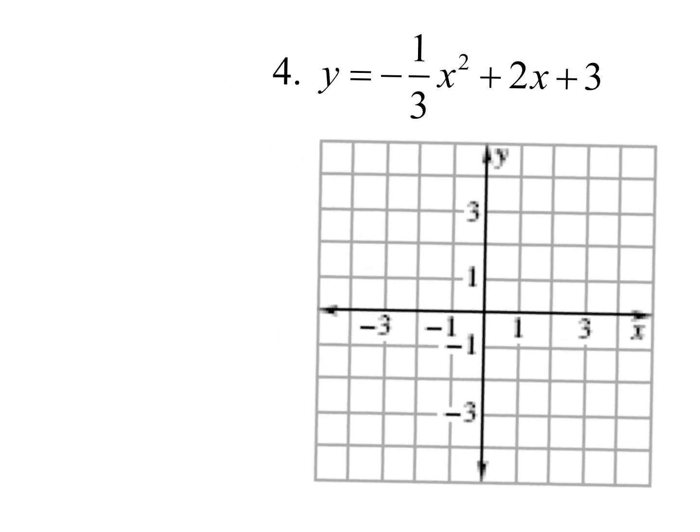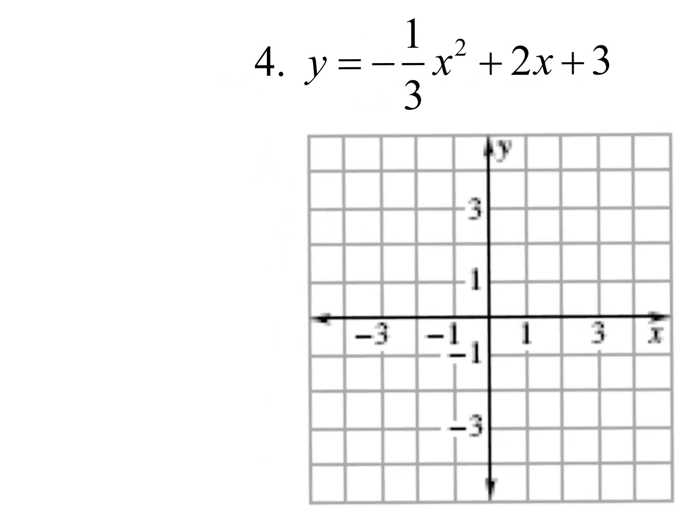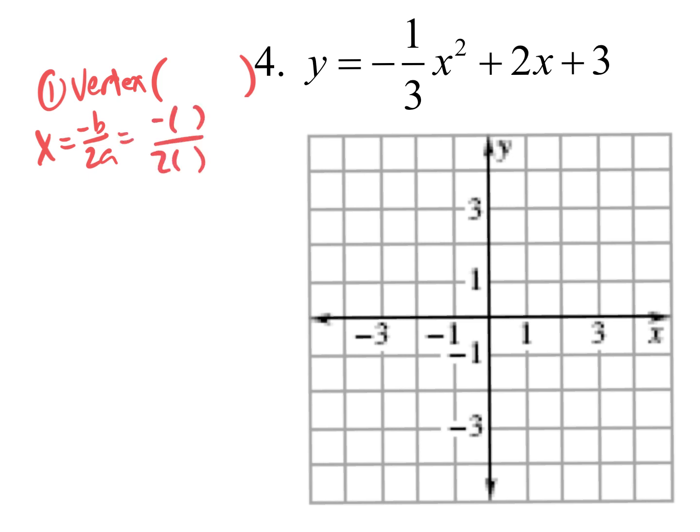Number 4, what are we going to start with? Vertex. Vertex is a coordinate. We find that coordinate using the formula x equals negative b over 2 times a. That's going to be a negative parenthesis over 2 times parenthesis. And let's plug in our b value of 2 and our a value of negative 1/3. So the a value of negative 1/3 is down here, and the b value of 2 is up there.